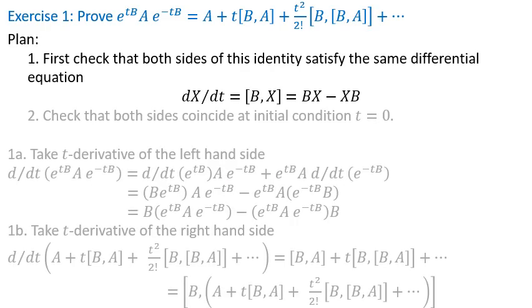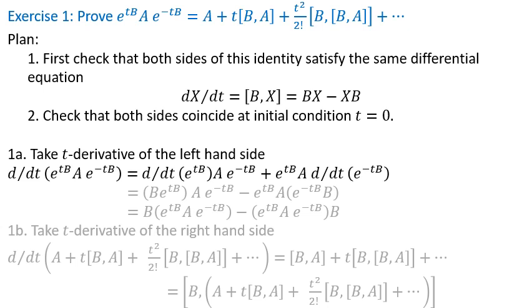Here is my plan for the proof. First, I'll check that both sides of this identity satisfy the same differential equation. The t derivative of the operator is equal to the commutator of this operator with B. And the second step is to show that both sides have the same initial condition at t equal to 0.